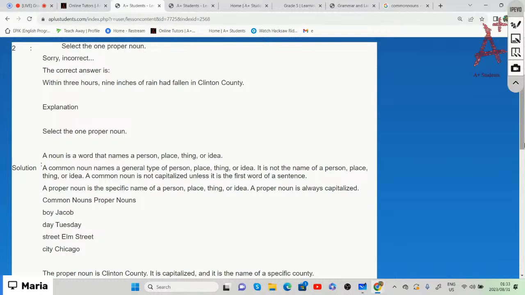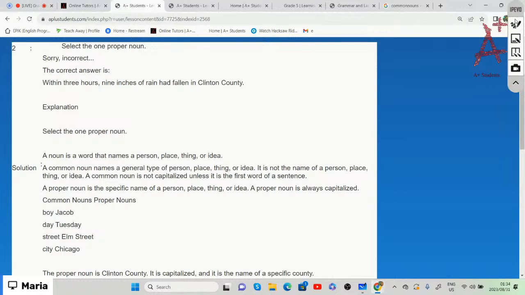And when it comes to proper nouns, whether it is in the middle of the sentence, at the end of the sentence, or at the beginning of the sentence, a proper noun is always capitalized. So you need to always capitalize a proper noun, not just at the beginning of a sentence. So if we look at a few examples of common nouns as well as proper nouns, right?